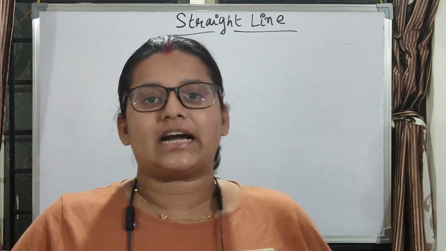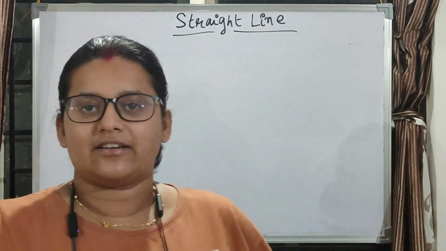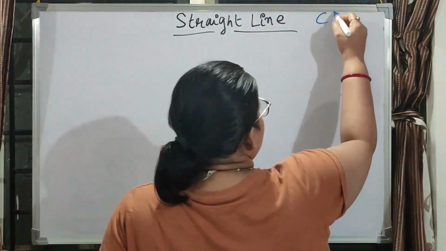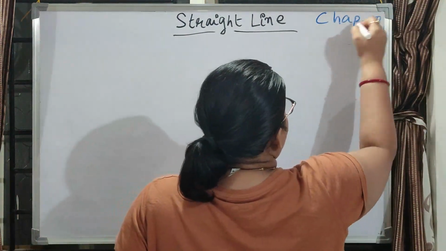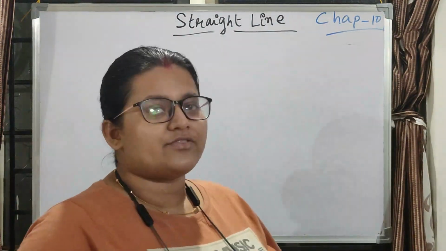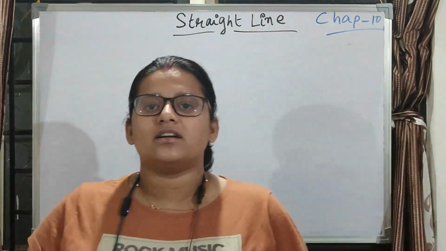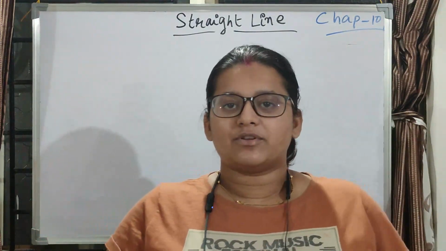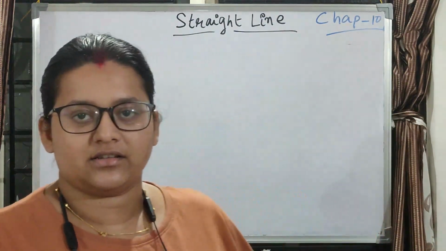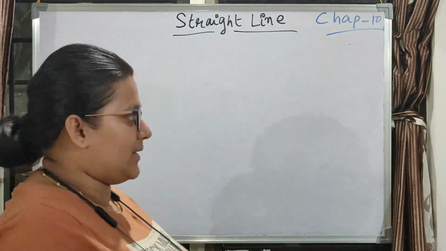Today I am going to start a new chapter, that is straight lines, from the class 11 NCERT Maths. It is chapter number 10 in NCERT. In the straight line, first thing we need to learn is slope of line. And before going to slope of line, you need to know what is the inclination of line. Inclination angle.